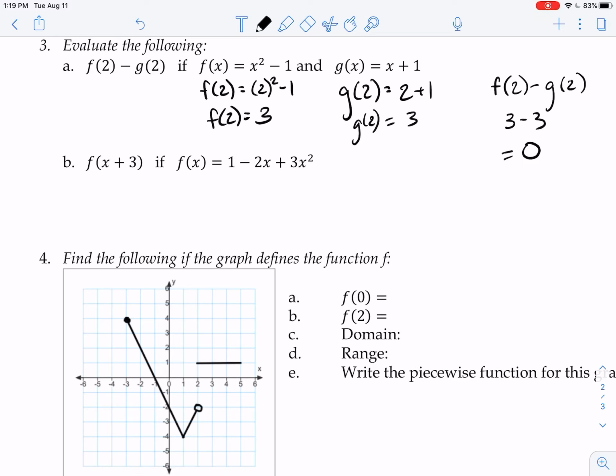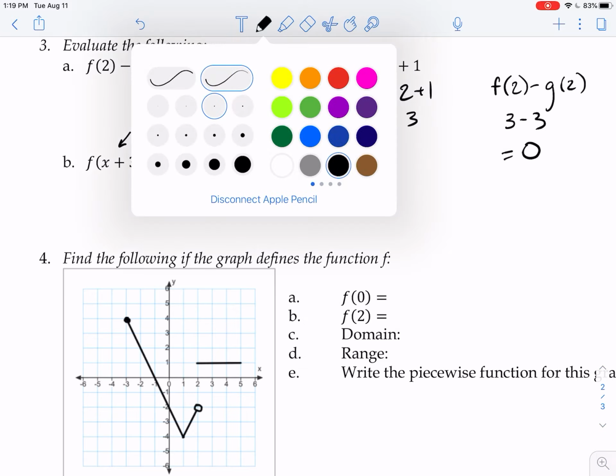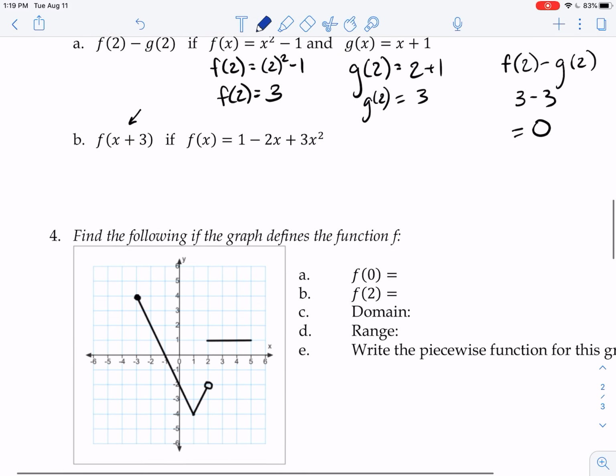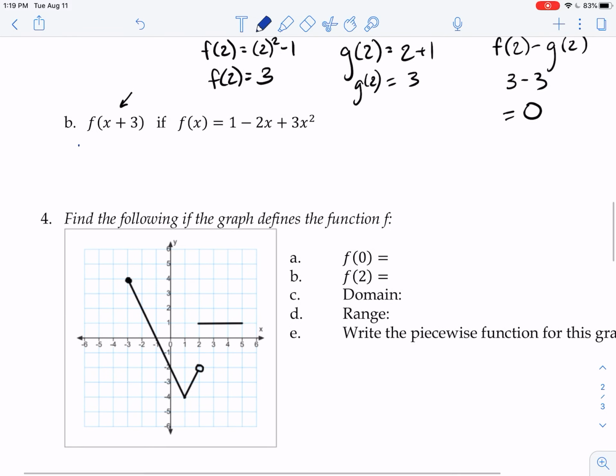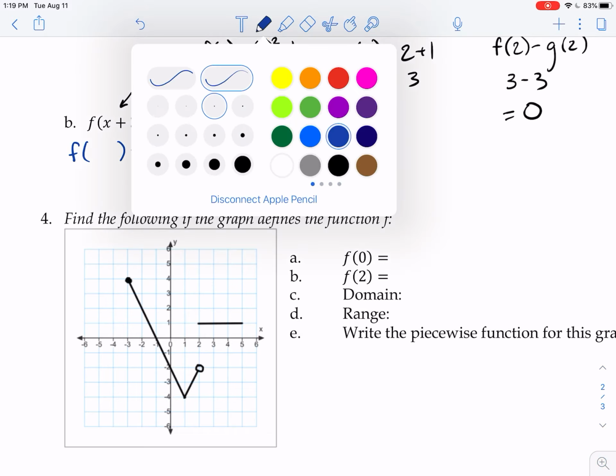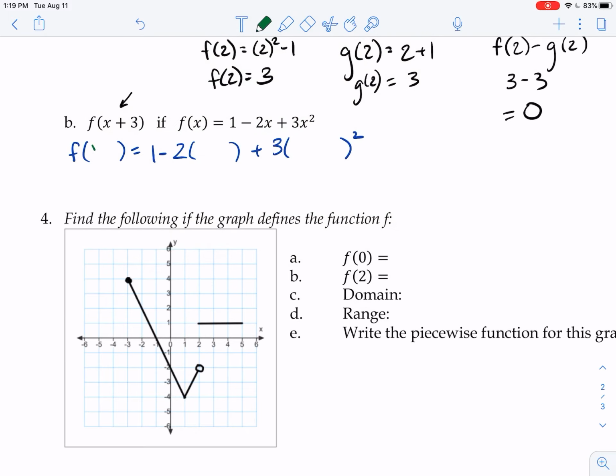The next one I think is more interesting. They're trying to be a little confusing here. They're using our new x has x in it, but it's not equal to x, if that makes sense. Let's use a new color. So f of whatever is going to be equal to 1 minus 2 times that whatever plus 3 times that whatever squared. That whatever happens to be x plus 3.